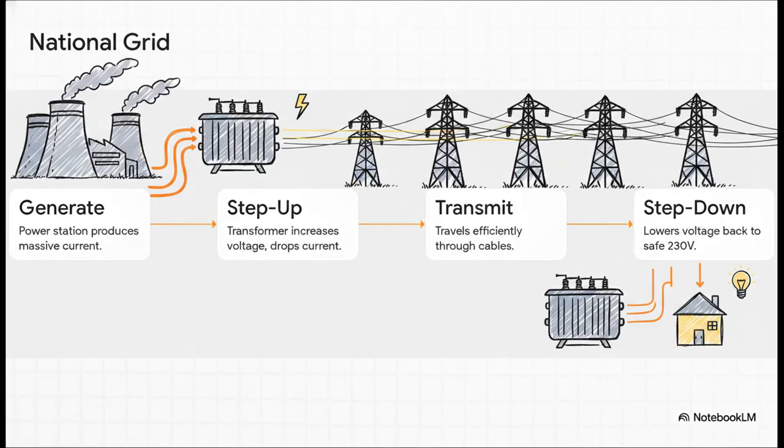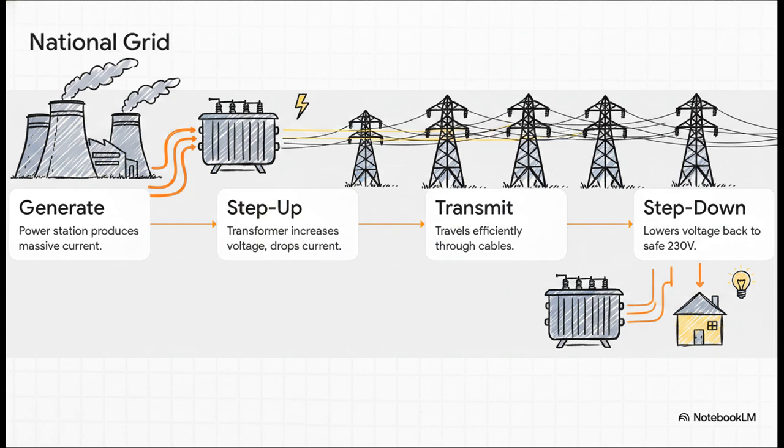Now, before that electricity ever hits your plug, it travels through the national grid. And the logic here is absolutely brilliant. Power stations generate massive currents. If that went straight into transmission cables, the resistance would turn all that energy into wasted heat. So they use a step-up transformer to massively increase the voltage.